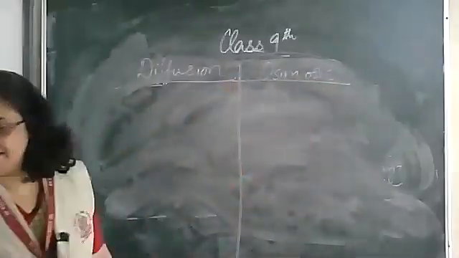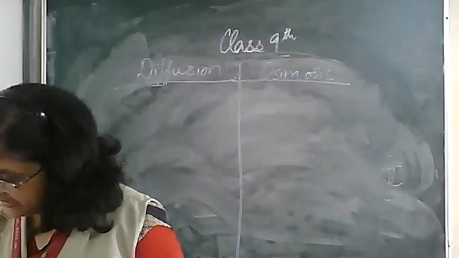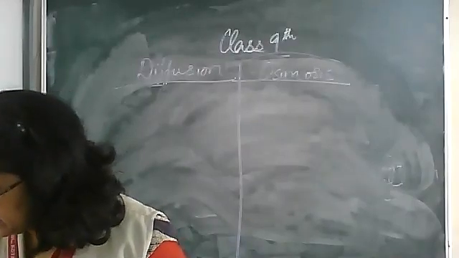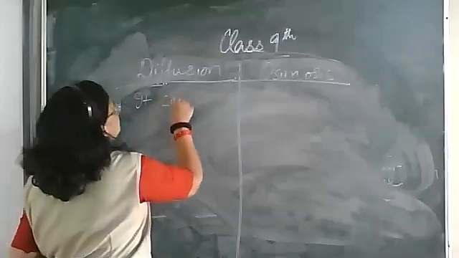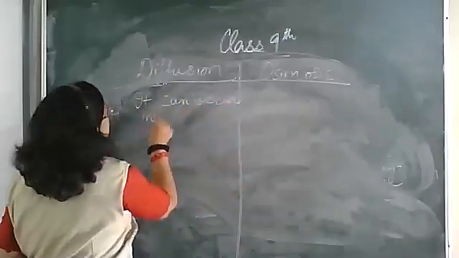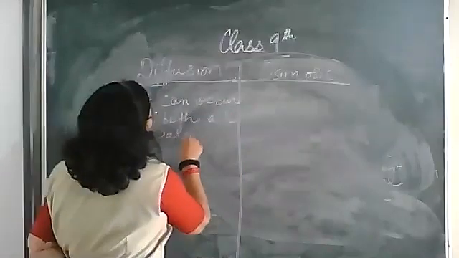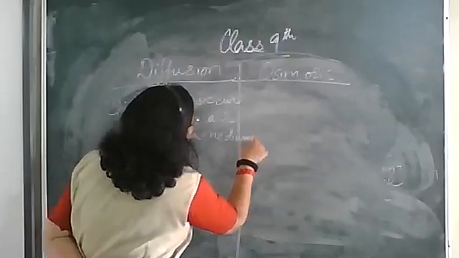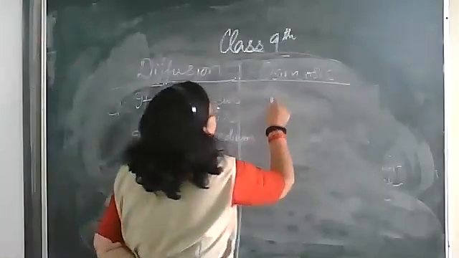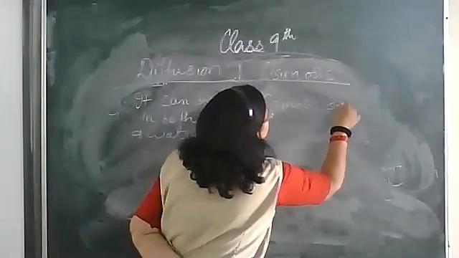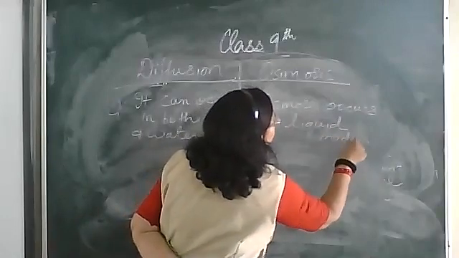See how we write in biological form. Under diffusion, draw a column and write: diffusion can occur in both air and water medium, whereas osmosis occurs in liquid medium only.